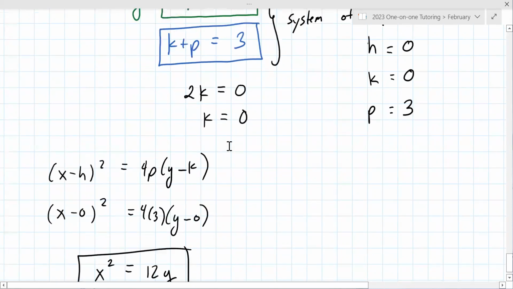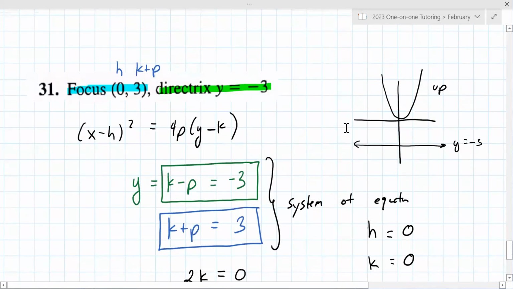Okay. So notice what we did. I made a quick sketch to figure out whether it opened up, down, left, or right. And then I knew it was this form. Then I grabbed the equations for the given information, because if I don't know which form it is, I'll use the wrong equations.